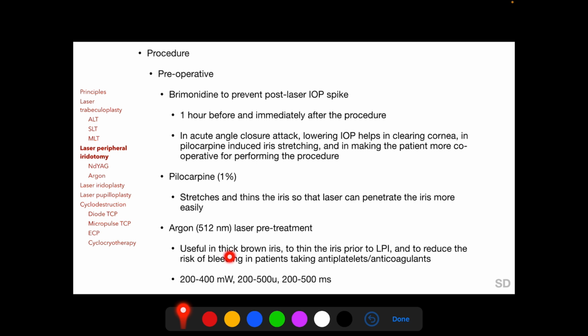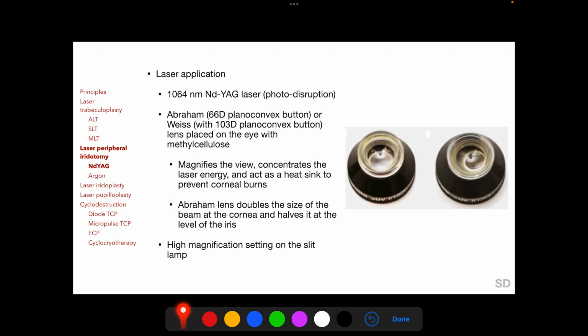And in a thick brown iris, an argon laser pretreatment may be needed in the planned iridotomy site prior to LPI to thin the iris at that site and to reduce the risk of bleeding in patients taking antiplatelets and anticoagulants. The actual perforation of the iris in LPI is more commonly and conveniently done with the Nd:YAG laser, but may also be done with the Argon laser.